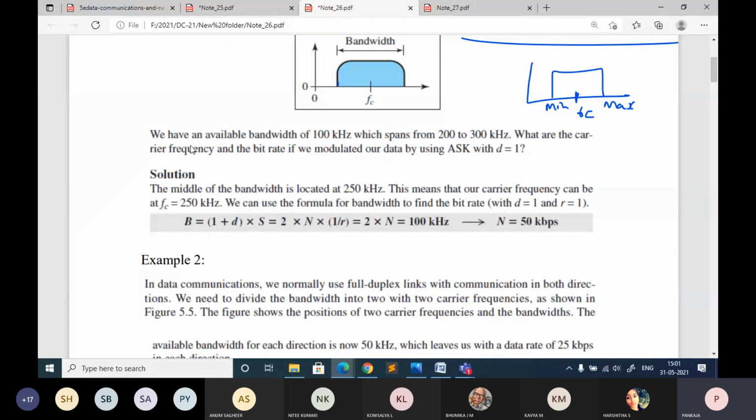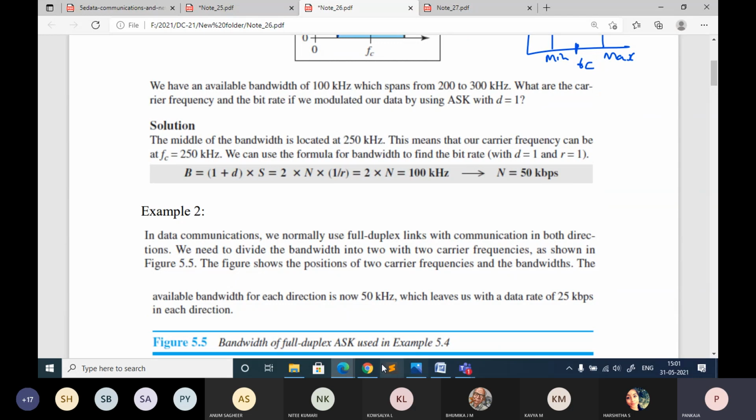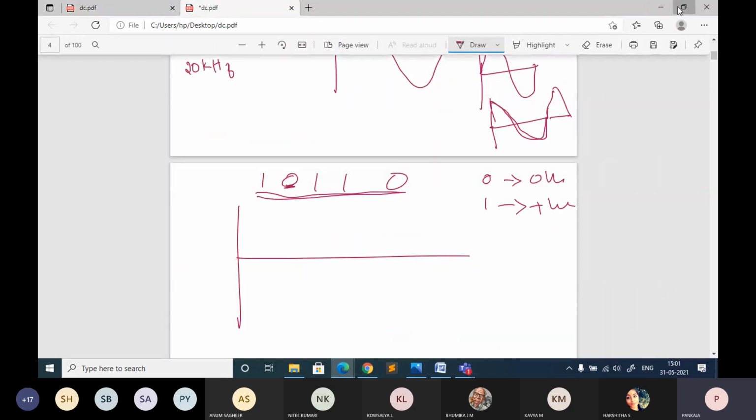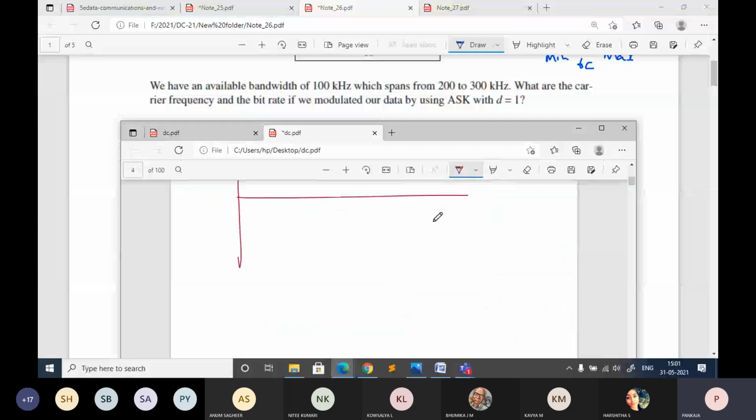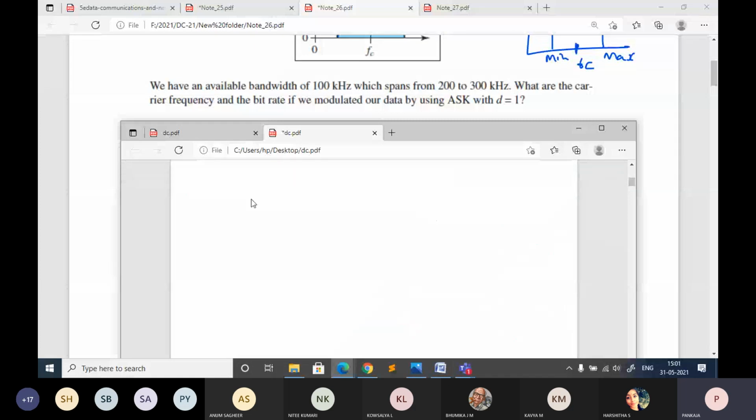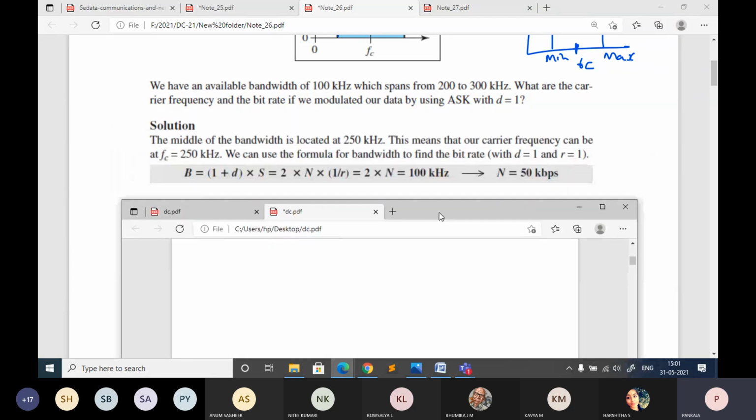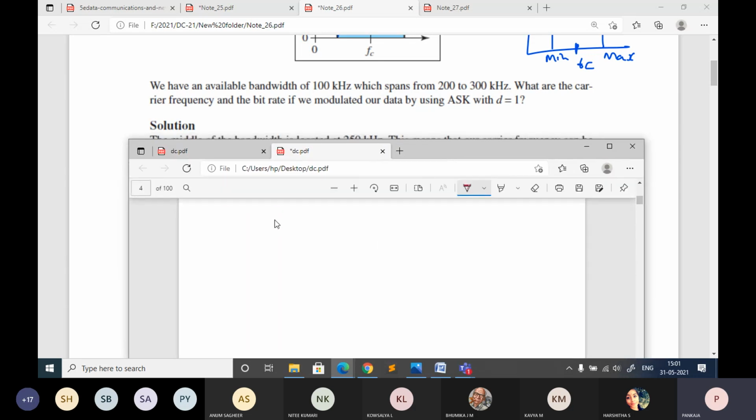So now just assume what is the available bandwidth they have given. Always, when they have given the problem, just try to note down the given data first. Okay, so I'll just read the question. What is the bandwidth? It is 100 kilohertz. Bandwidth is 100 kilohertz, that is 100 into 10 power 3.